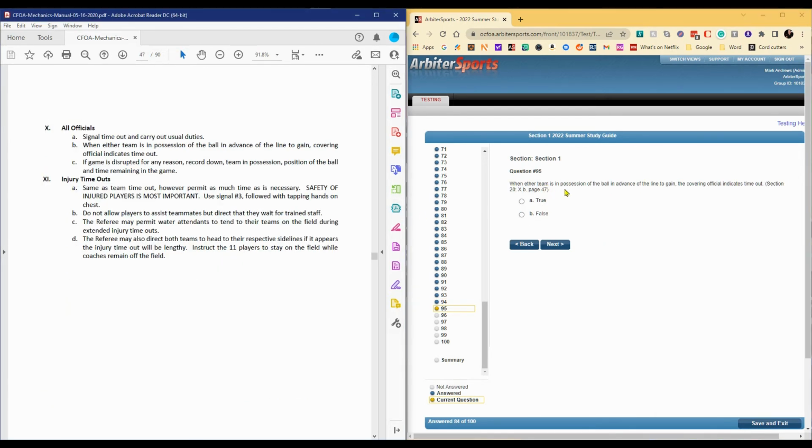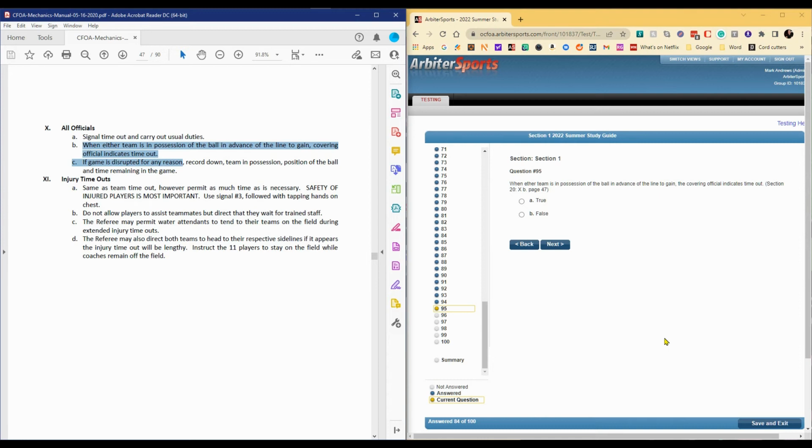Question 95. When either team is in possession of the ball in advance of the line to gain, the covering official indicates timeout. Okay. That's true according to the mechanics manual, and I'm not arguing in any way. But a couple of things here. Head linesman, you can't see the sticks. So you need to know where the line to gain is in your head, okay? And the line judge, you're primarily responsible for making that decision whether we have a first down or not.